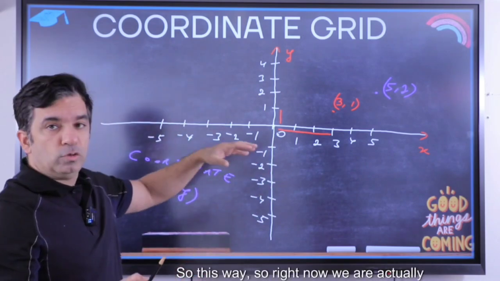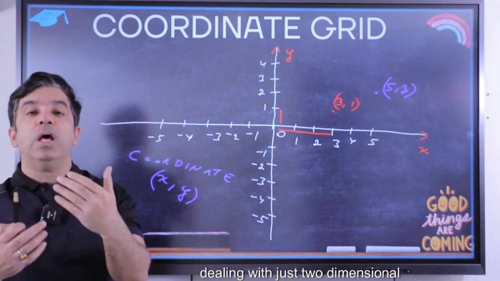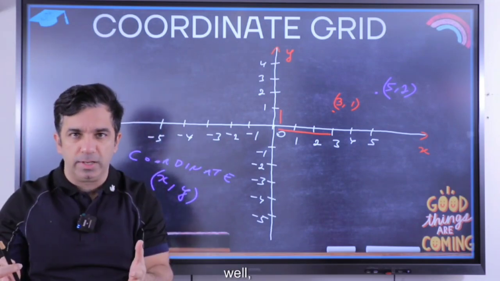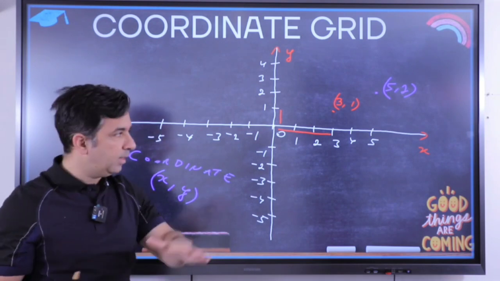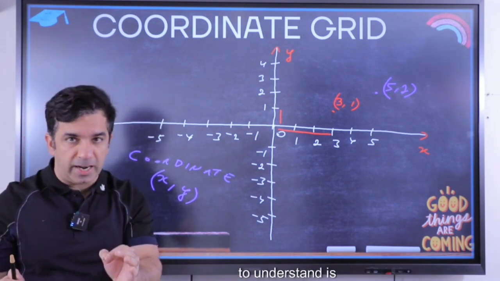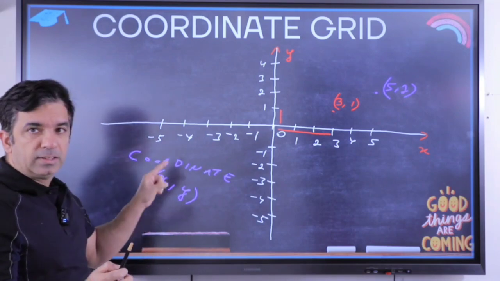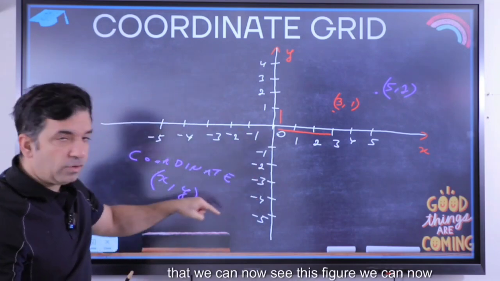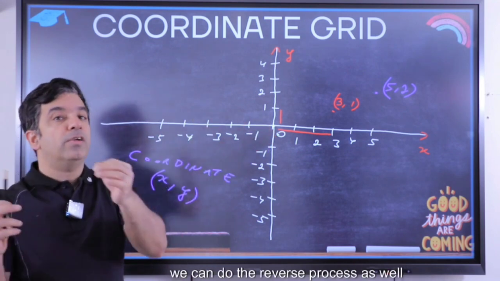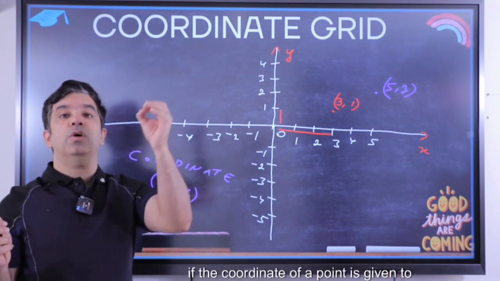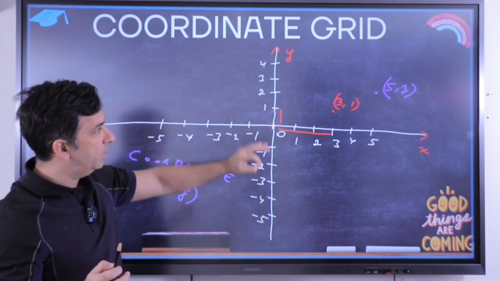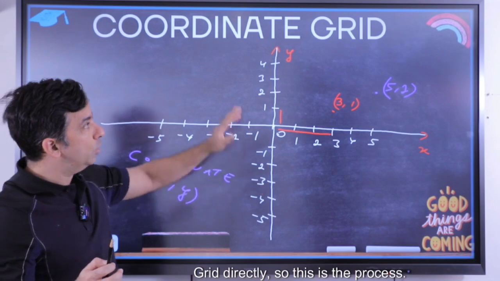So right now we are actually dealing with just a 2-dimensional coordinate system. Ultimately there would be a 3-dimensional coordinate system as well, but not in this class. But right now the only task which you have to understand is this, that we can now see this figure, we can directly mark the coordinate of a point, or we can do the reverse process as well, that if the coordinate of a point is given to us, then we can mark the point on this grid directly. So this is the process.